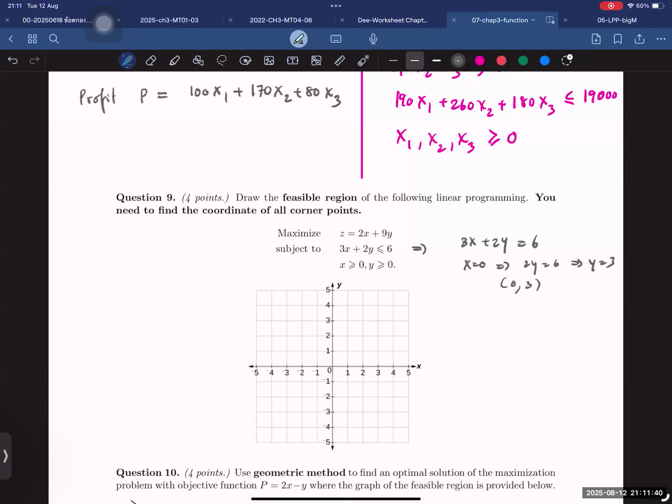If we have y is 0, we get 3x is 6, so x is 2. We got 2 and 0. So the first point is x is 0, y is 3 right here, and x is 2, y is 0 right there. So we got the line like this.